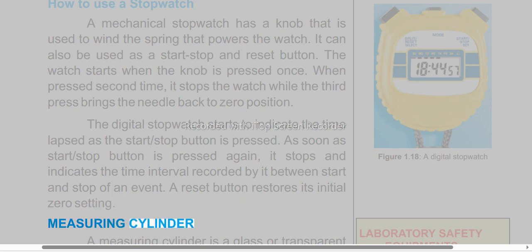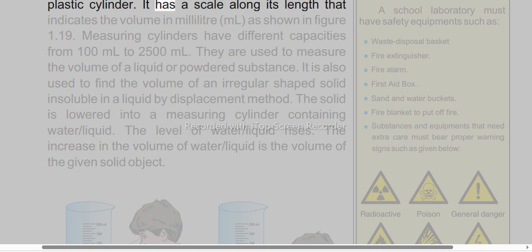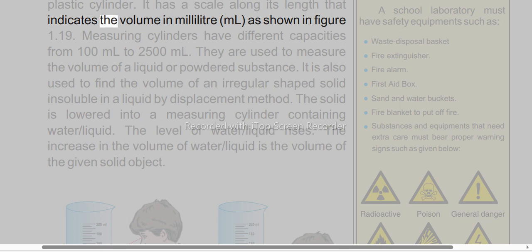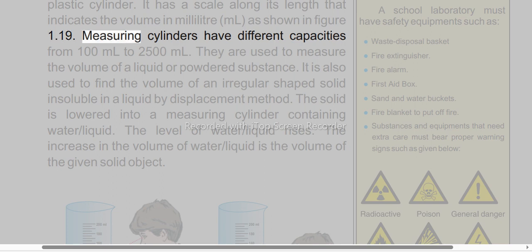Measuring cylinder. A measuring cylinder is a glass or transparent plastic cylinder. It has a scale along its length that indicates the volume in milliliter, ml, as shown in figure 1.19. Measuring cylinders have different capacities.